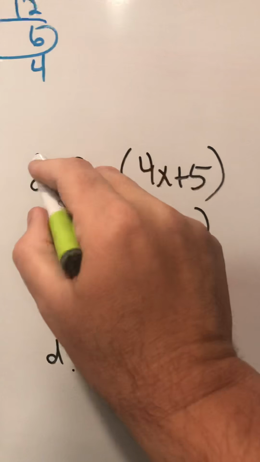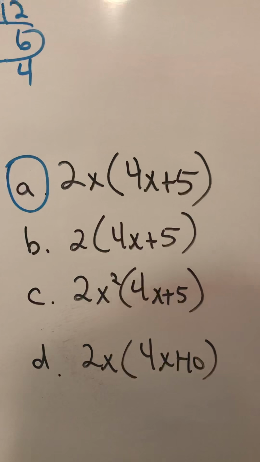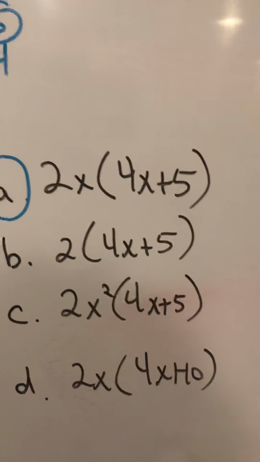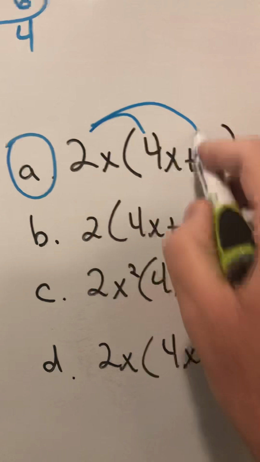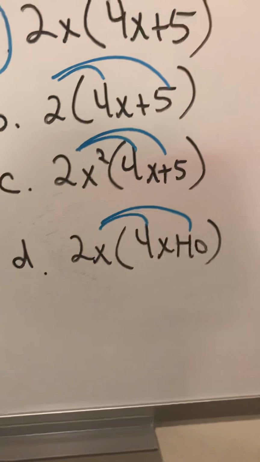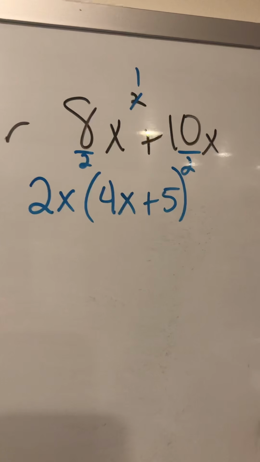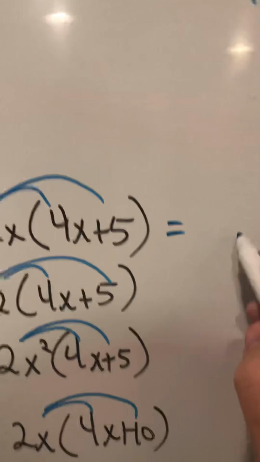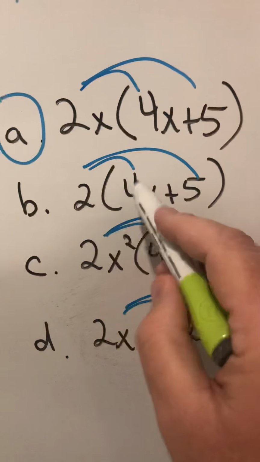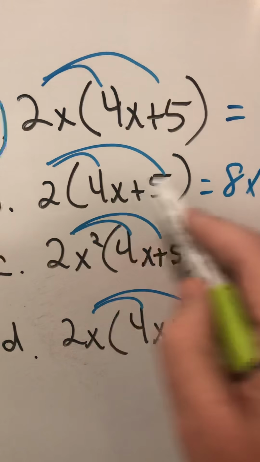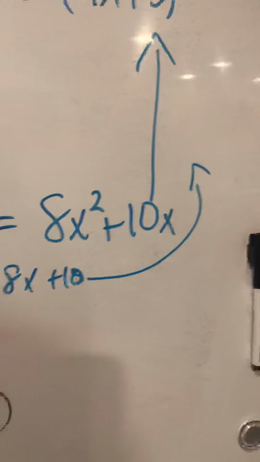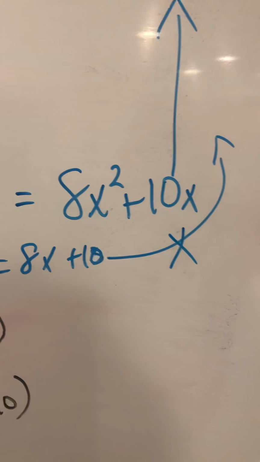That answer is A. Also, if you don't want to factor, because it's multiple choice, what you can do is distribute and see which one of these answers matches the problem. You would see that this one ends up being 8x squared plus 10x. Here, 2 times 4x is 8x, 2 times 5 is 10. That's not the same as up here, it's this one. This one wouldn't work.